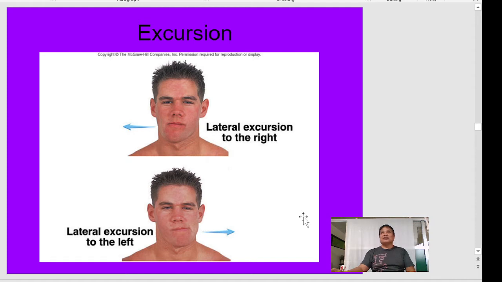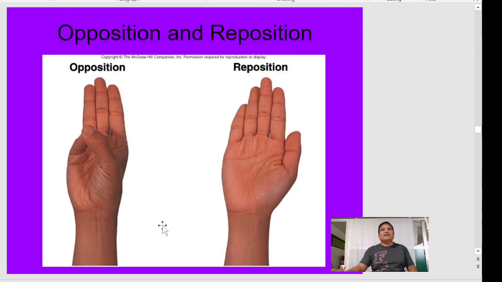It is common, like when you chew or make expressions like these. That is lateral excursion of the mandible. Then you have your opposition. So opposition is like this. That is opposition.